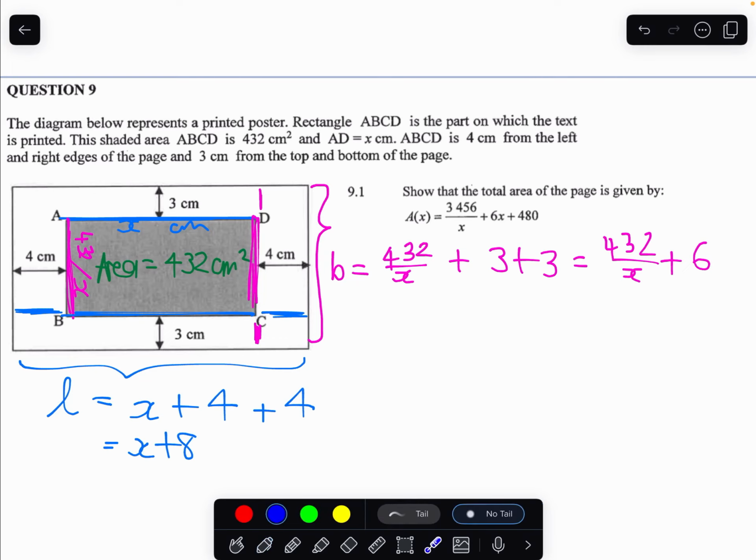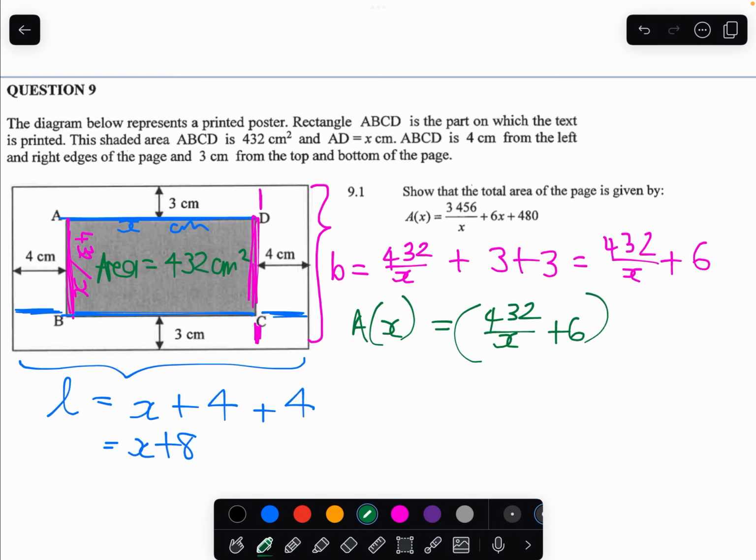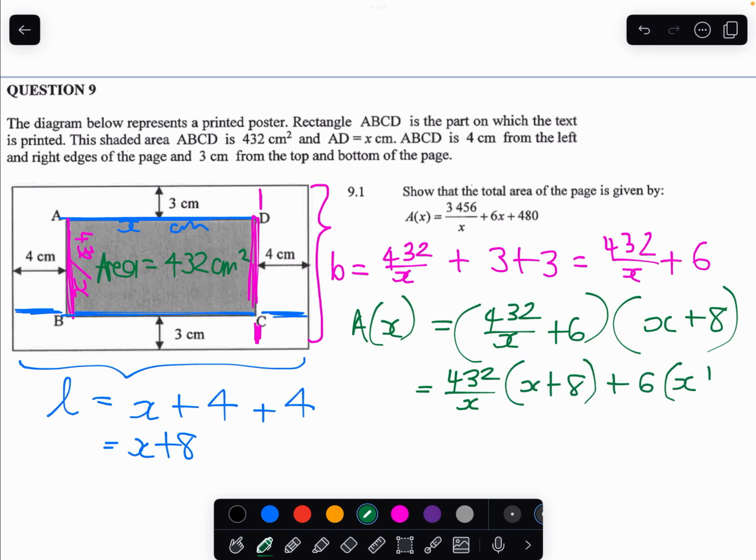The area of the rectangle is going to be the length times the breadth. Technically these are also functions: this is the breadth in terms of x and this is the length in terms of x. So it will be (432 over x plus 6) times (x plus 8). I'm going to expand this: 432 over x times (x plus 8), plus 6 times (x plus 8).